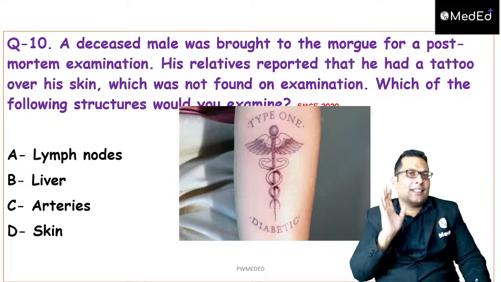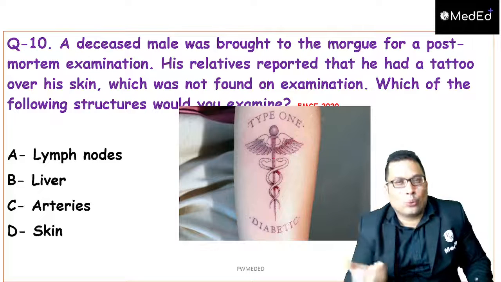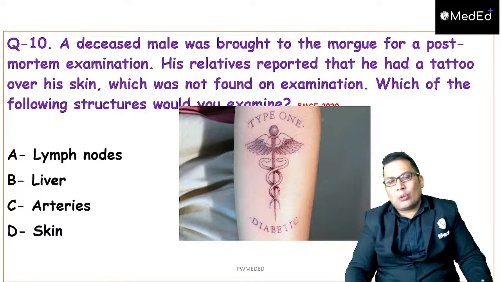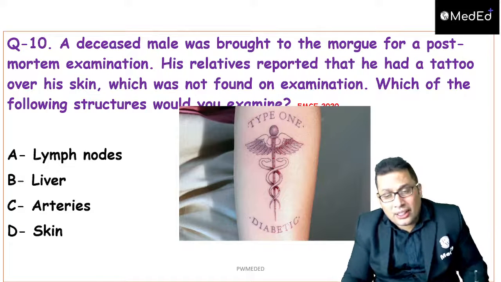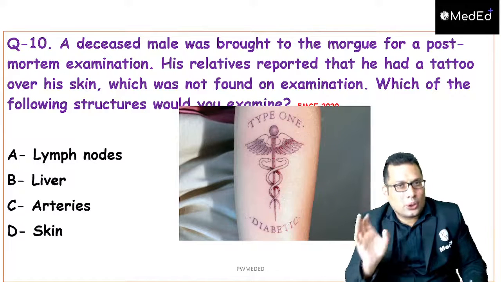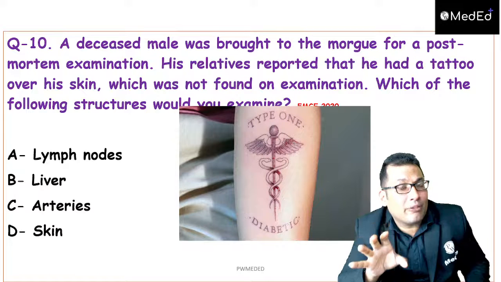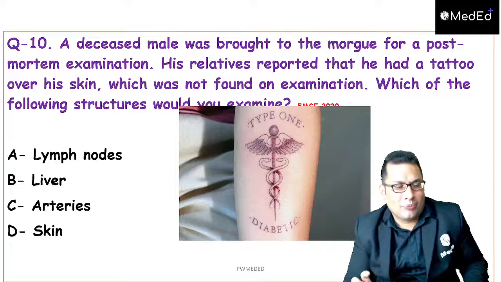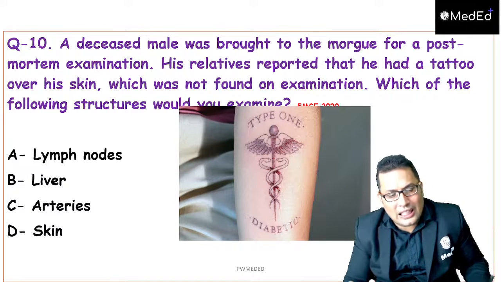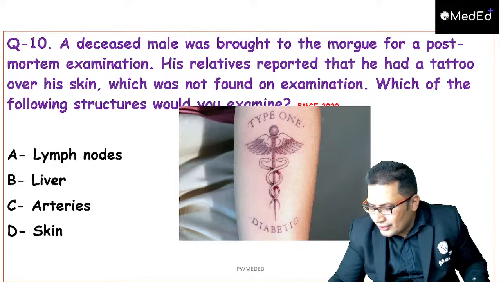Question number 10 is about identification of a person with the help of a tattoo. A deceased male was brought to the mortuary for postmortem examination. His relatives reported that he had a tattoo over his skin, which was not found on examination. The tattoo was there, but it was very faint. A faint tattoo can be identified with the help of infrared photography. Which of the following structures would you examine? Options are lymph node, liver, arteries and the skin. What is the answer? Let's try.